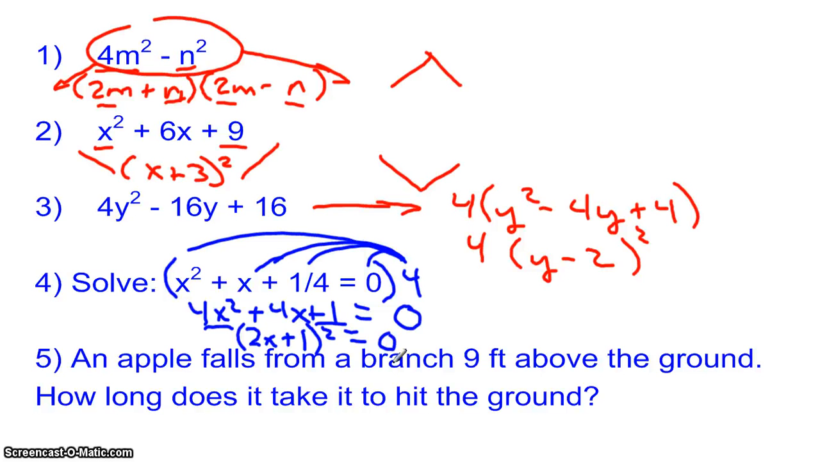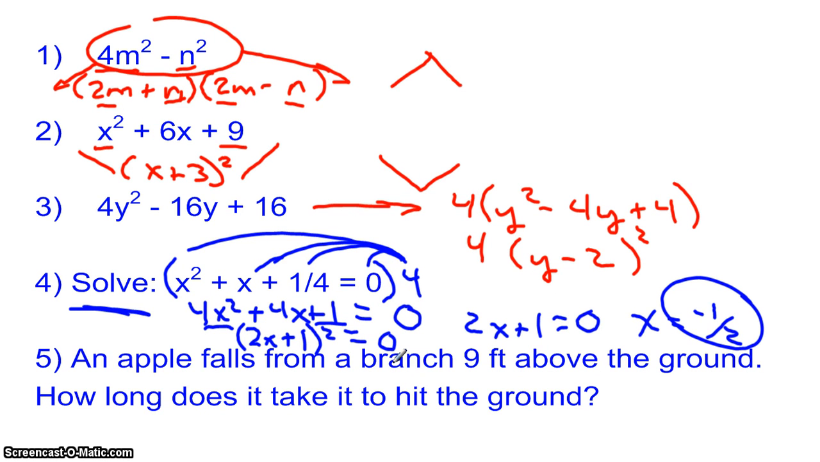So there's really only one solution, and what is it? You were asked to solve it. So you're saying, what would make 2x plus 1 equal to 0? And I hear some of you saying it. Good. Subtract the 1, divide by 2. So x equals negative 1/2. There it is. Okay?